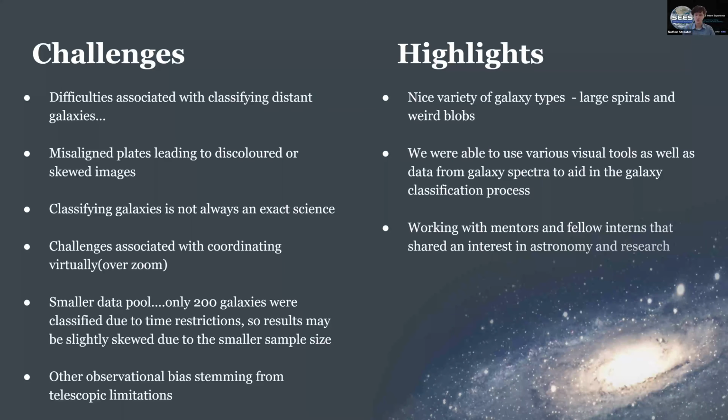Working over Zoom also brought its own challenges, like a time difference between some of us, and we were also only able to classify around 230 galaxies, which might not have been a large enough sample to remove some of the biases in the data. Our final main challenge was the limitations of the telescope used for the survey, like galaxy spectra being cut off and detecting far more low redshift galaxies than ones that were farther away.